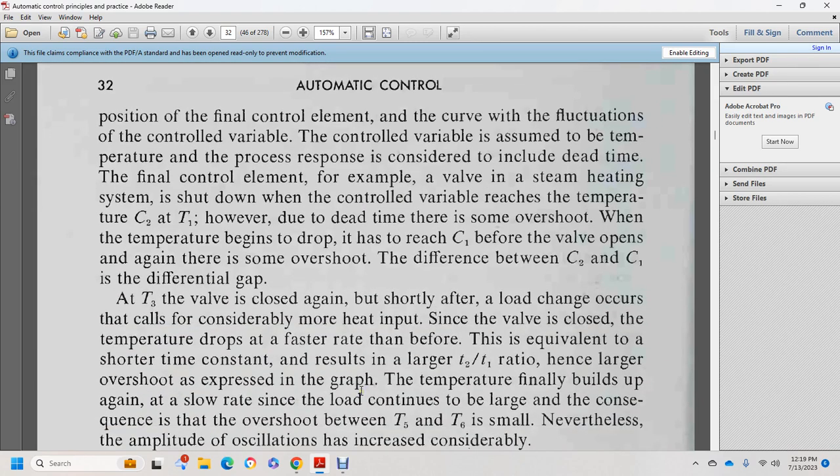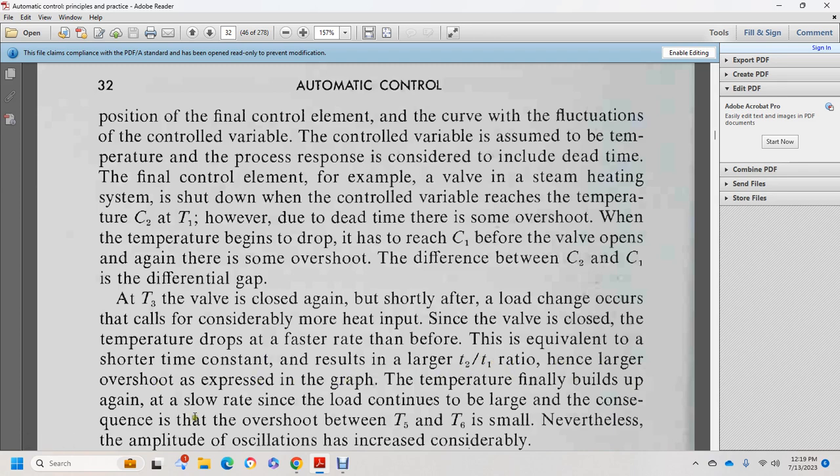At time 3 the valve closes again after the load change, with the time constant considered with more heat input. With the valve closed, the temperature drops at a faster rate than before. This is equivalent to a shorter time constant, resulting in a larger time 2 over time 1 ratio, hence the larger overshoot as expressed in the graph.